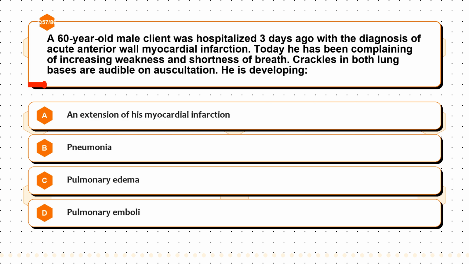Question 57. A 60-year-old male client was hospitalized 3 days ago with the diagnosis of acute anterior wall myocardial infarction. Today he has been complaining of increasing weakness and shortness of breath. Crackles in both lung bases are audible on auscultation. He is developing. Here are the options. Option A, an extension of his myocardial infarction. Option B, pneumonia. Option C, pulmonary edema. Option D, pulmonary emboli.